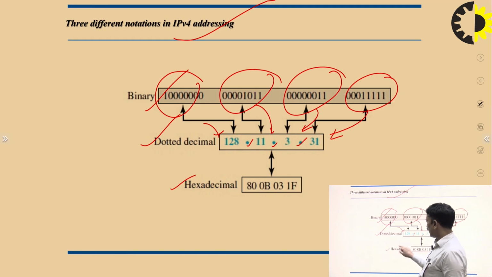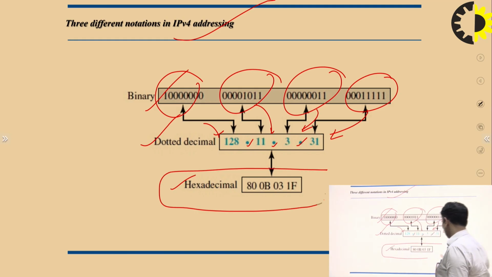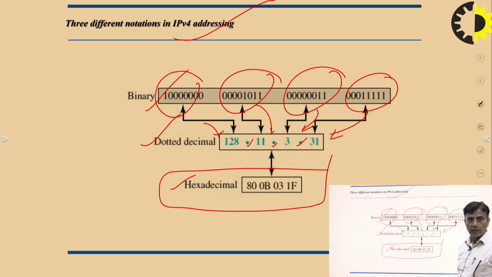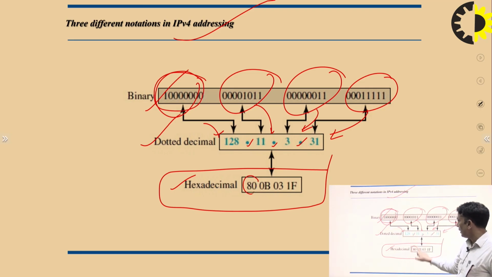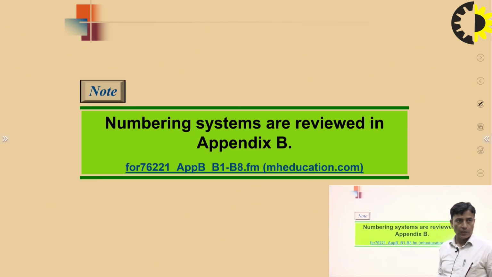And the last one is hexadecimal. This is also most frequently used, because fewer symbols are required to represent it. The first octet is represented by 2 symbols in hexadecimal, the second octet by 2 symbols, the third by 2 symbols, and the fourth by 2 symbols. So these are the 3 different kinds of notation.